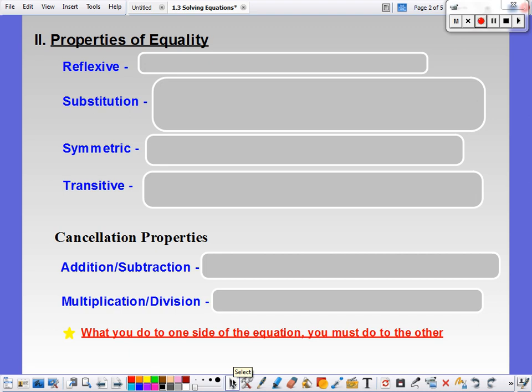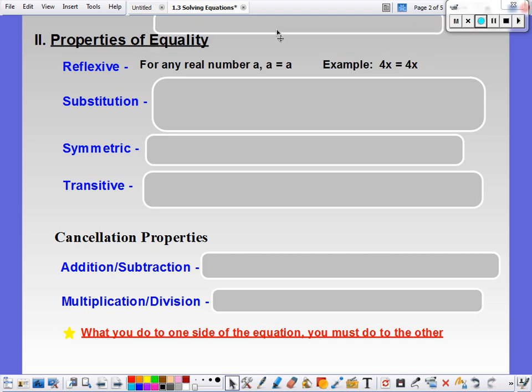And so what we have is reflexive. This is probably the one that's the easiest to remember, and that just says for any real number A, A equals A. So that's pretty easy. We won't come across that one a whole lot.